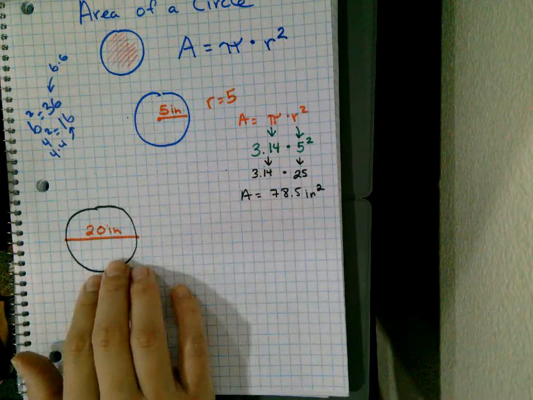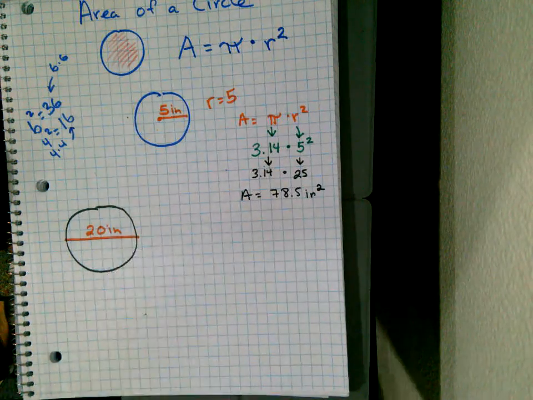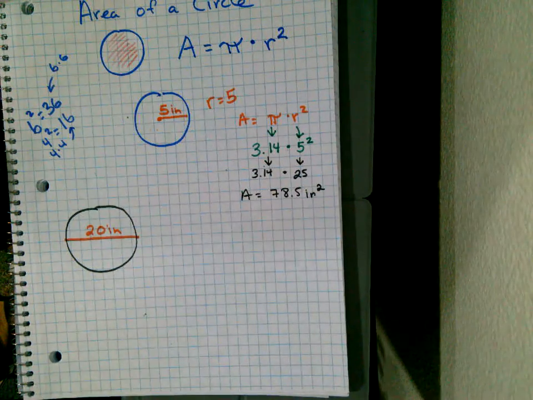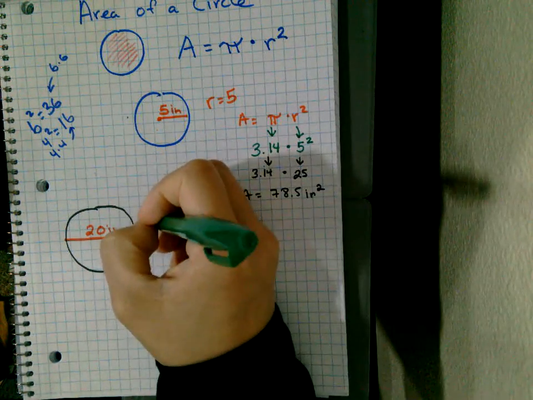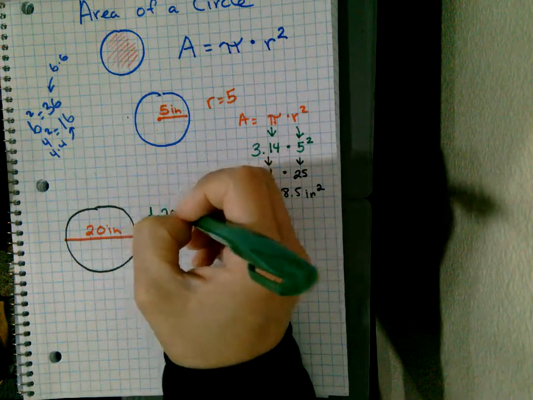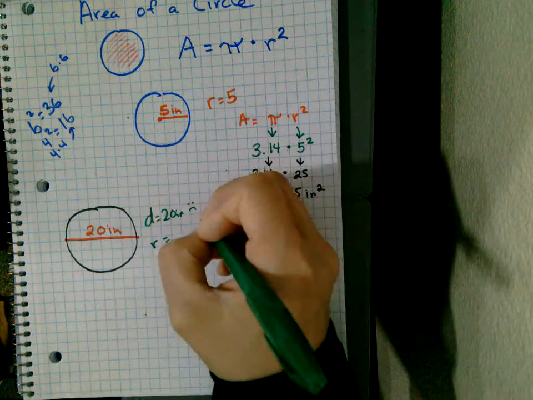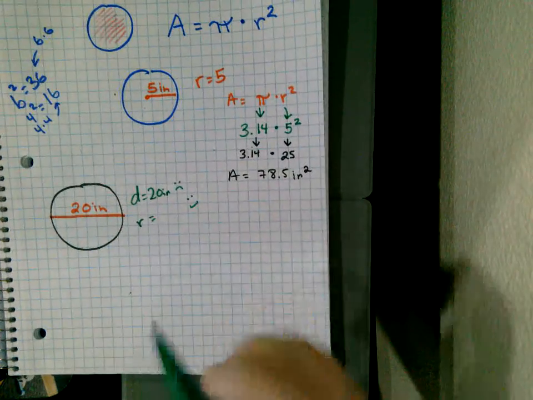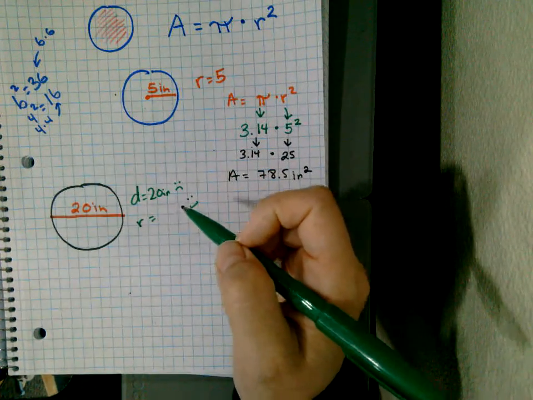I have here my circle that has a diameter of 20. Do I need the diameter? No. It's there to trick you. So if the diameter is 20 inches, which is something I don't need right now, I need to know the radius. Radius is what I need. All right, so if the diameter is 20 inches, what would be the radius of this circle?